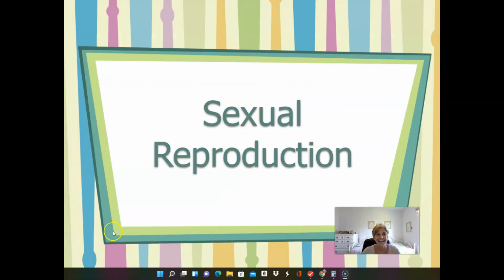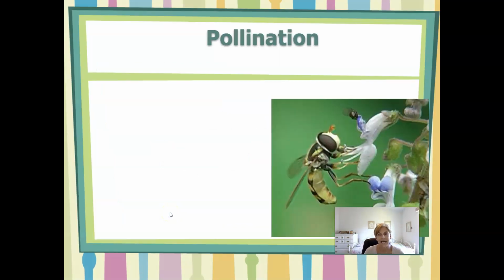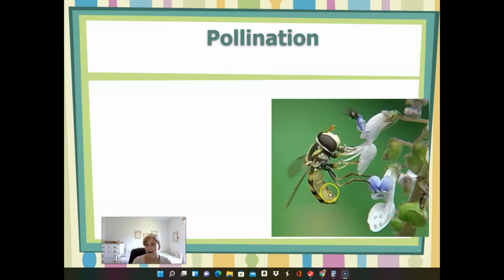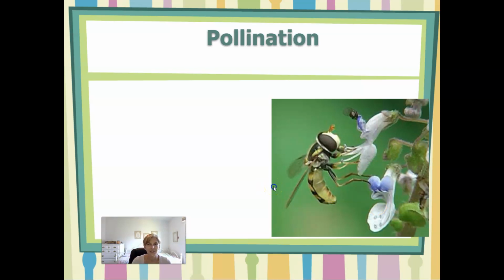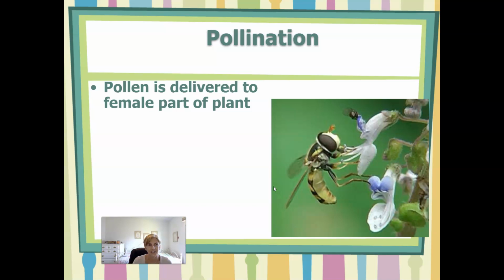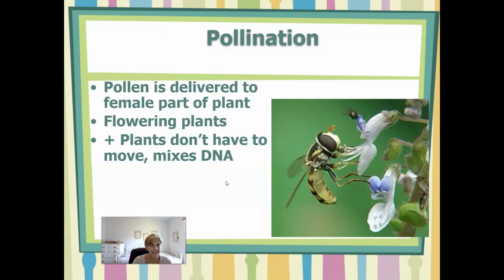Okay, we're almost done. Sexual reproduction requires 2 cells, right? Not necessarily 2 parents, but 2 cells. So what I can see here is I see a bee and a flower, and I think right away pollination is one of my 2 types of fertilization. When pollen is delivered to the female part of the plant, it might be a bee, it might be a bird, it might be a butterfly. You can do this in the lab, but you just have to get the pollen to the stamen. So this is common in flowering plants. This does create a genetic variation.